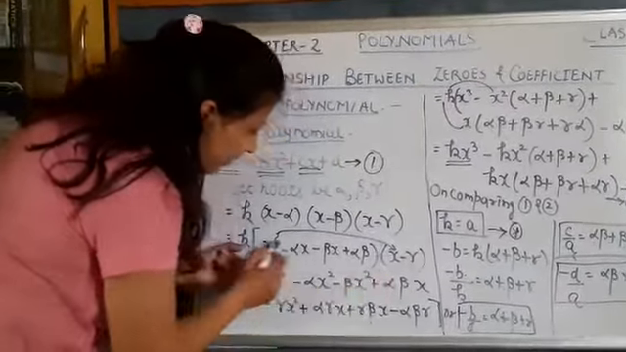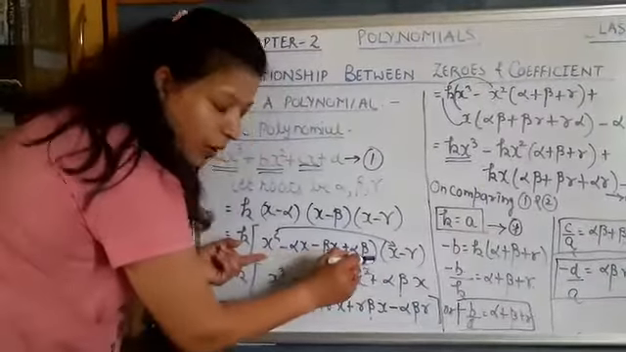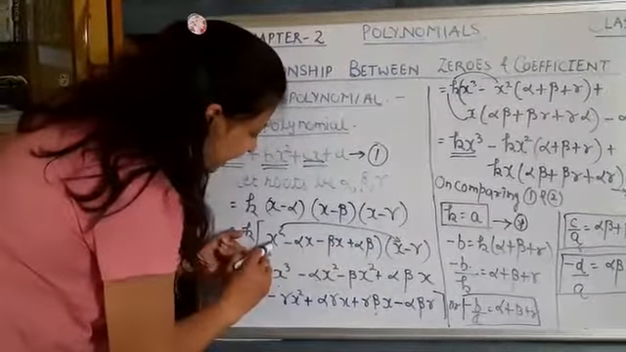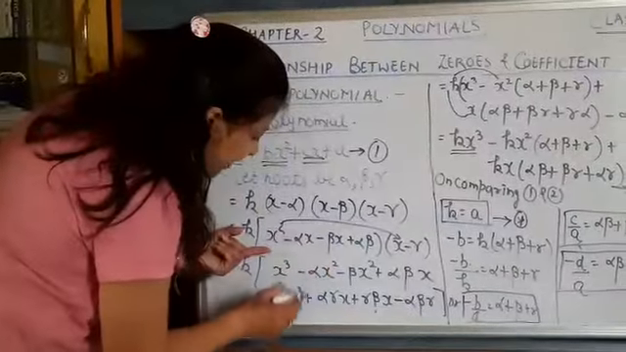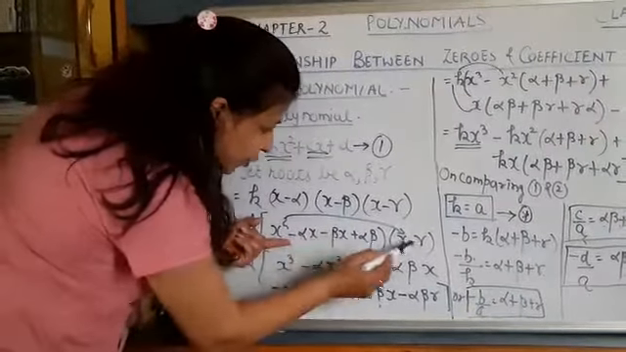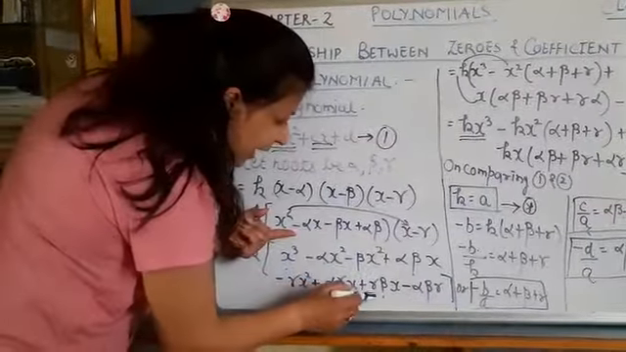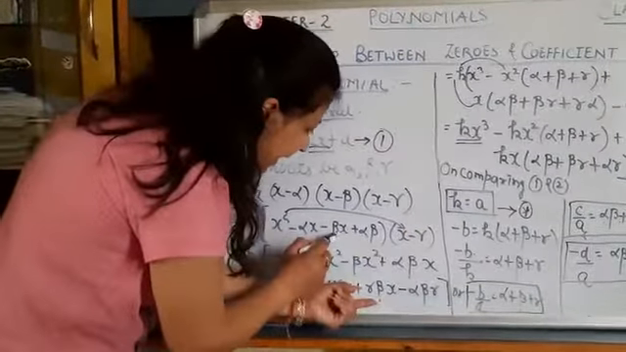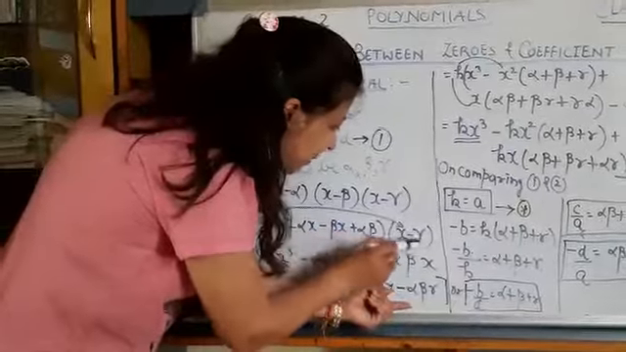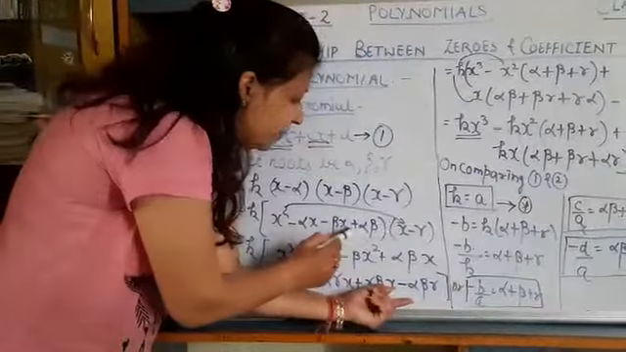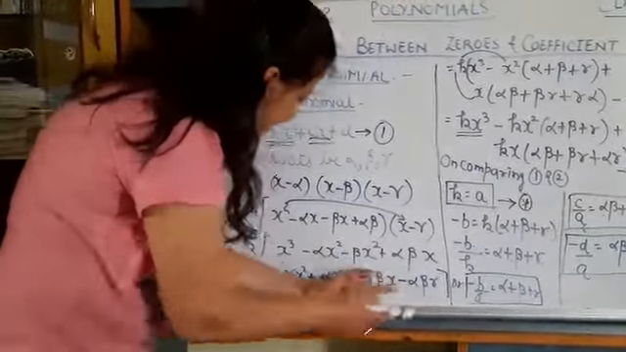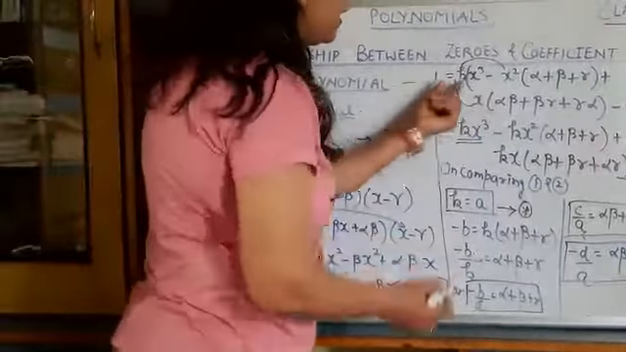Now minus gamma will be multiplied to all terms. Minus gamma x square, then minus into minus becomes plus, so plus alpha gamma x and gamma beta x, and minus alpha beta gamma. Minus into plus will be minus. Now just see what we get.